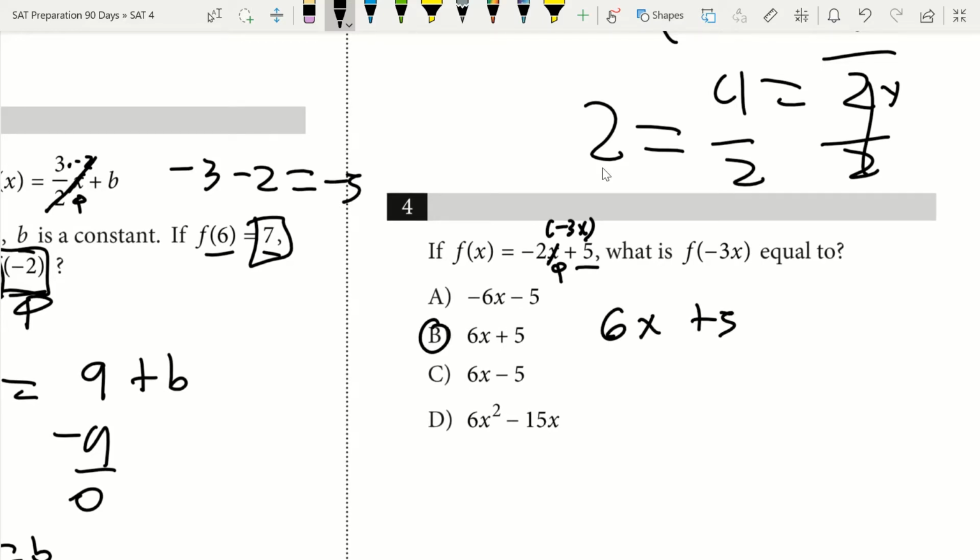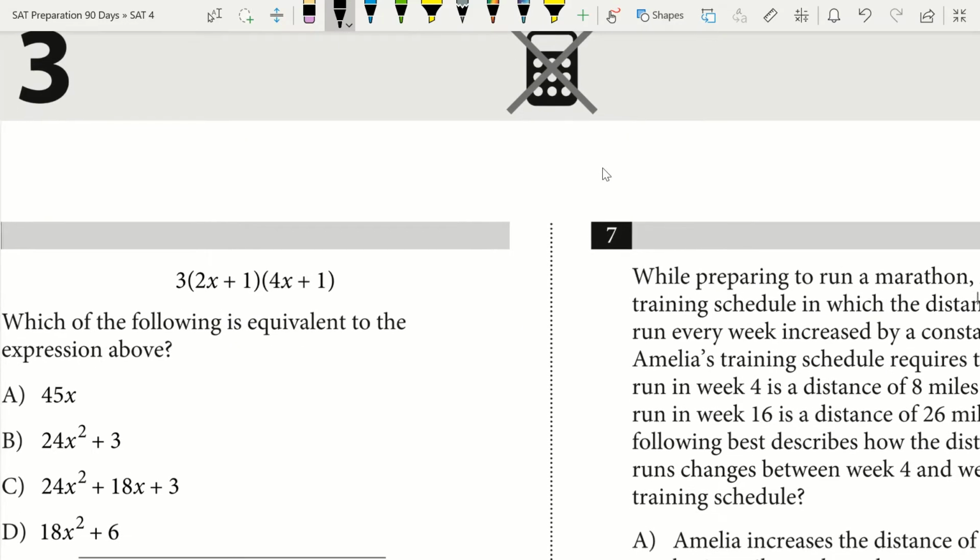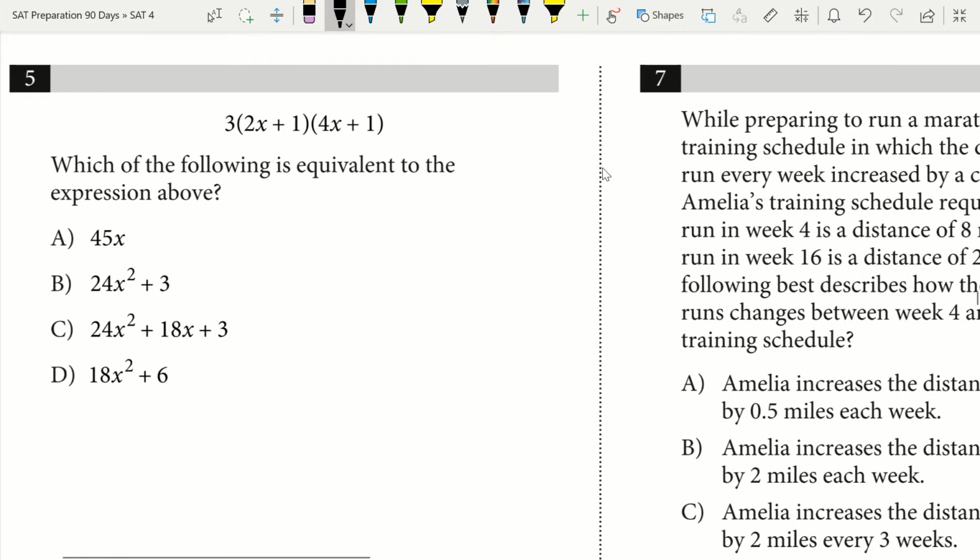Okay, now I got question 5. Which of the following expressions is equivalent to the expression above? What I'm going to do here is 2x times 4x. That gives me 8x squared. Keep in mind I still have to multiply my 3 there. When I do that, I'm going to get 24x squared, so A is wrong and D is wrong.